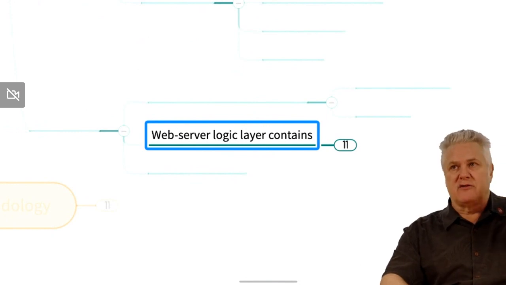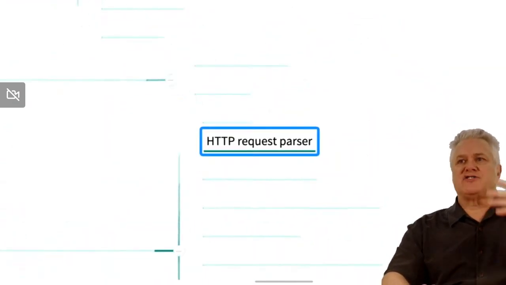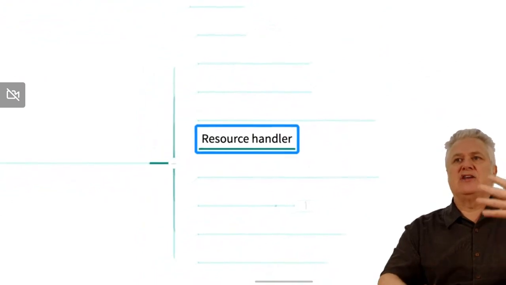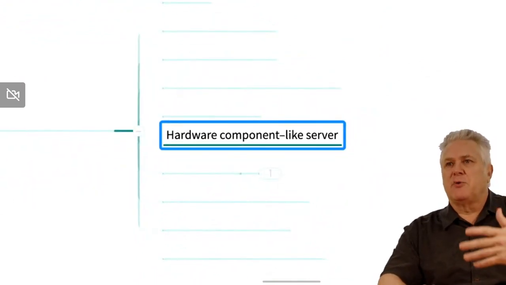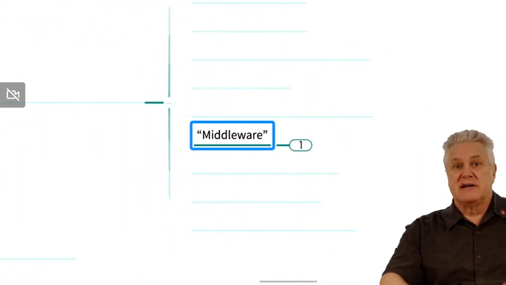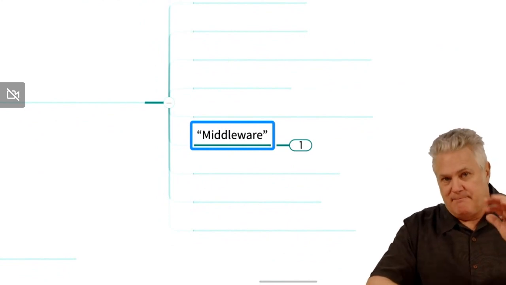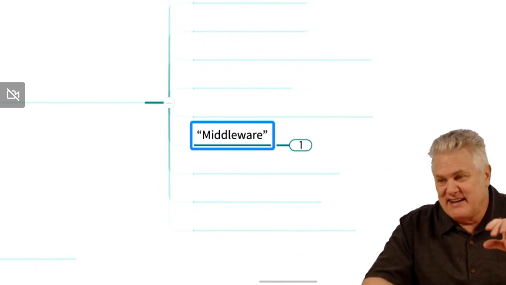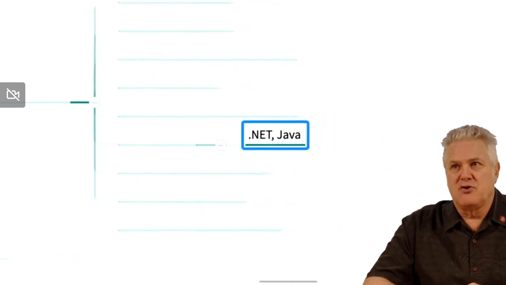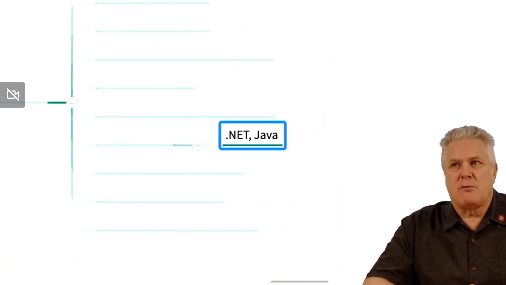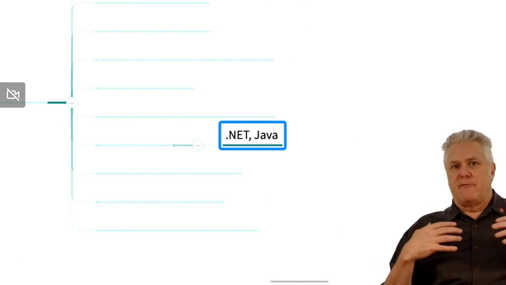Now we go into the web server logic layers. That's got all this other stuff in it. And you never know what's going to be inside of here, but you're always looking for these things. Now, what you're really looking for as a penetration tester is this one right here, the middleware. Usually that's in the form of something like .NET or Java.